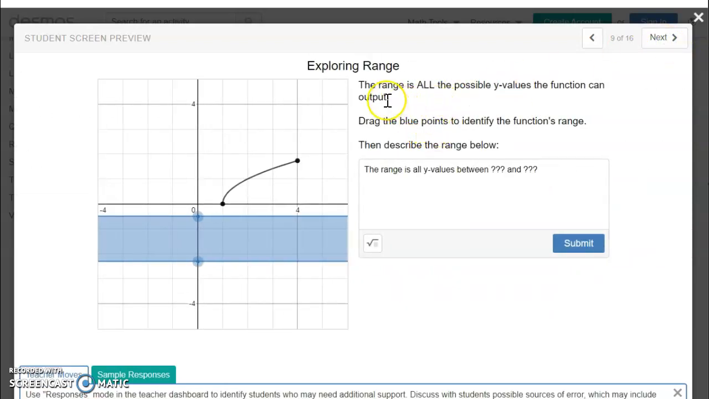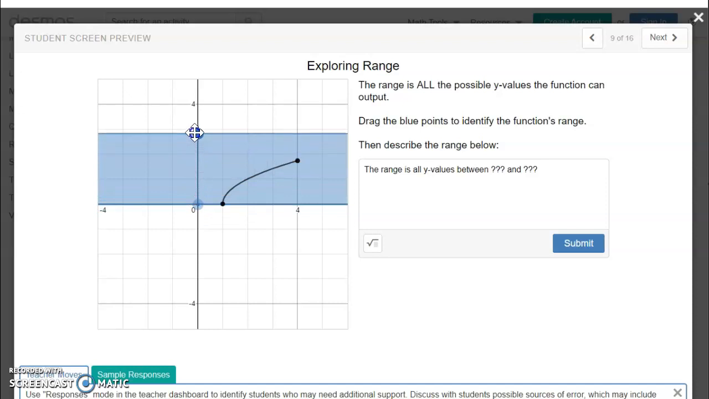Now we're going to be talking about range. What is the range? Remember, that's all possible y values the function can output. The graph extends on the y-axis from this point to maybe about this point. So we are going to move this to match up with that. We don't have graph here, and where do we have the graph? We have the graph right here. Then we're going to describe the range below.